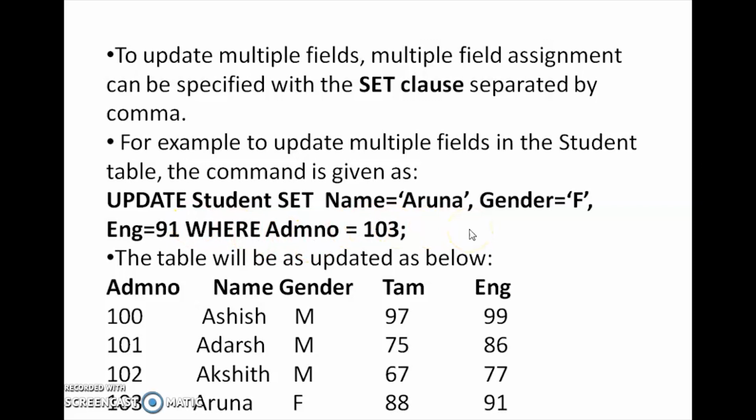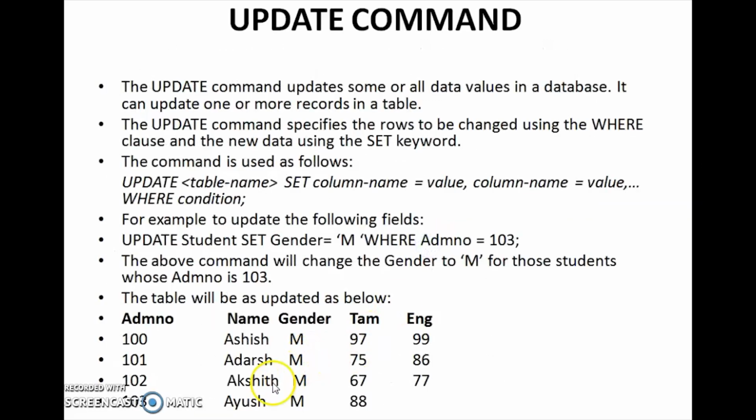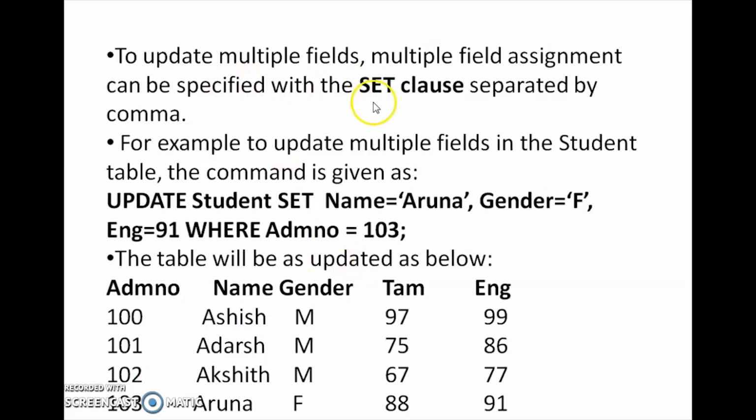In the last one I have given only one column name: gender is equal to M, for the admission number condition I have given. Now I am going to set more than one column name, that is more than one field. So I am setting name is Aruna, gender is female, and English is 91. So I am going to change these three values for admission number is equal to 103.